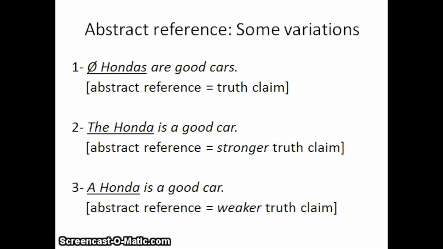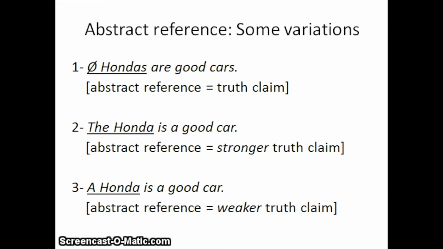For sentence number 2, we want to suggest that the use of the for abstract reference is motivated by speaker intention to make a stronger truth claim, stronger than that indicated by the default zero plus plural pattern. Here we can imagine that the Honda is not only referring to all Hondas, but is referring to some super abstract, Platonic Honda that is the idealization of all possible Hondas across space and time. This is a higher level of abstraction than default zero plus plural.